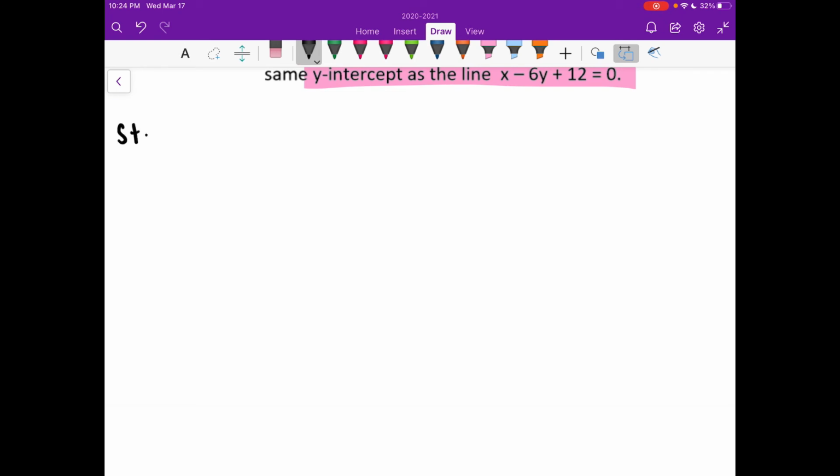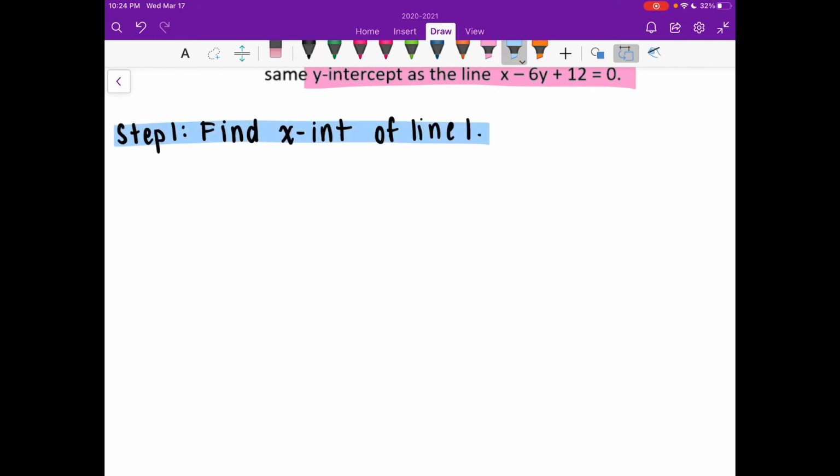So for step 1, let's find the x-intercept. Let's go ahead and just find the x-intercept because it says that it has the same x-intercept as line 1. So let's find the x-intercept of line 1. Right? So I'm just going to put this in blue. The x-intercept is when y is equal to 0. So I'm just going to plug y into that 2x plus 3y plus 4 equals 0 formula.